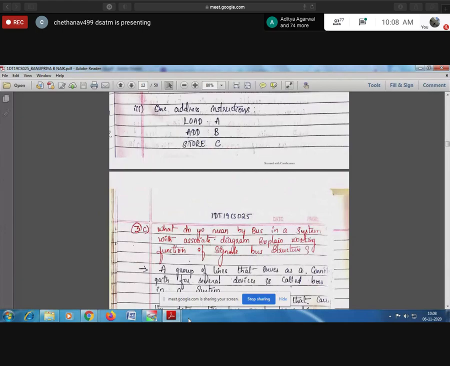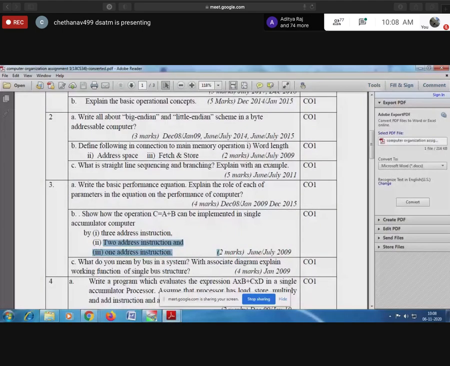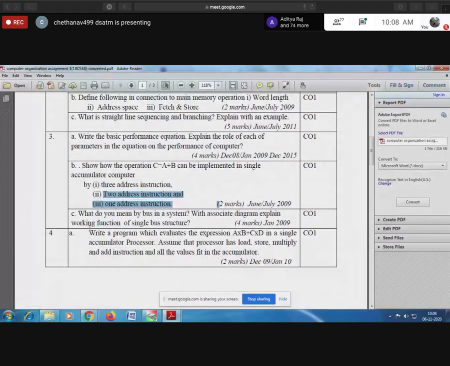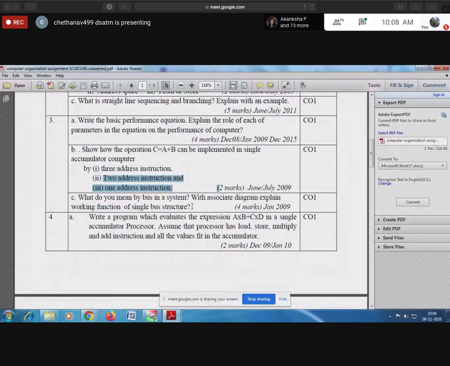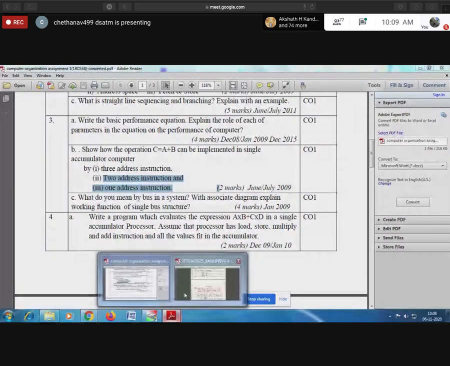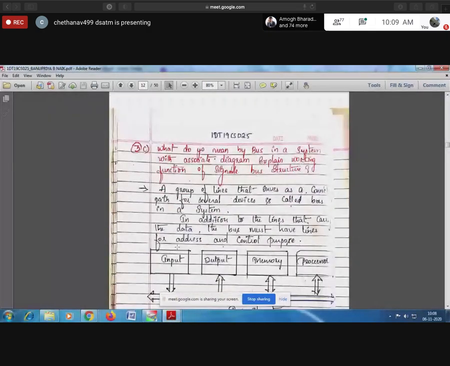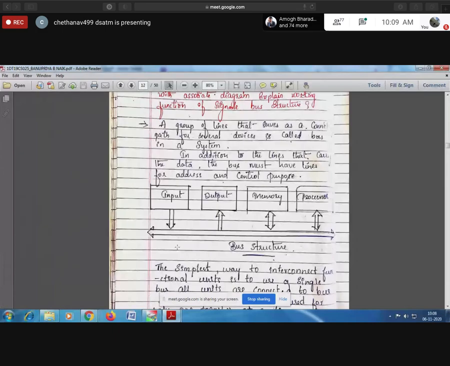Okay, 3B over, right? If I'm going fast, just give me the information, ma'am, and I'll repeat the question one more time. If you want to put a question there, you can tell me. Otherwise: bus in a system, and write the associated diagram for a single bus structure. I want to cover all 12 questions, that's why I may be quite fast.